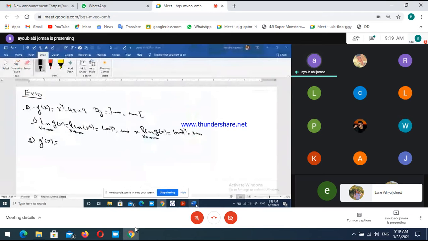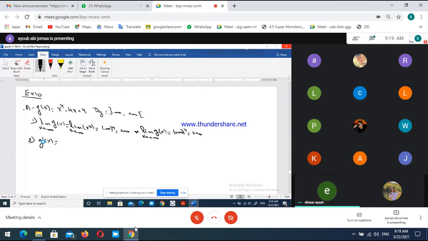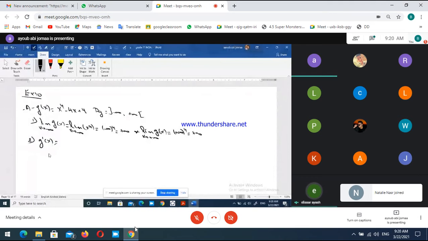Can I please find G prime of X? Derivative. G of x is x to power 4 minus 4x plus 4.